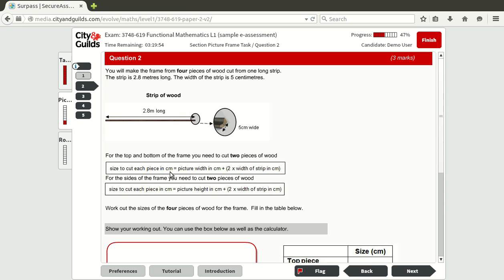For the top and bottom of the frame, you need to cut 2 pieces of wood. And here it gives you the size to cut each piece in centimeters. So that's the picture width in centimeters plus 2 times the width of the strip. So we'll get into this very shortly.